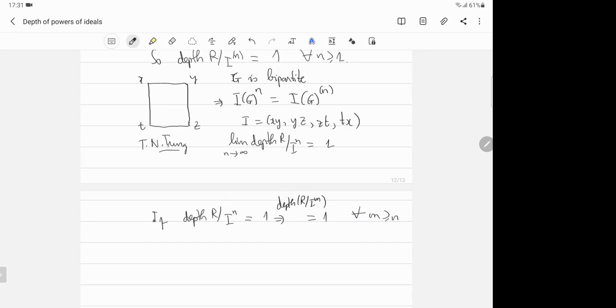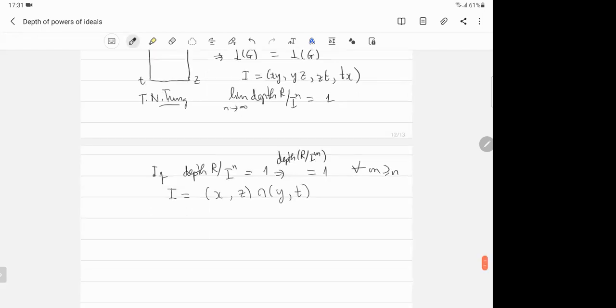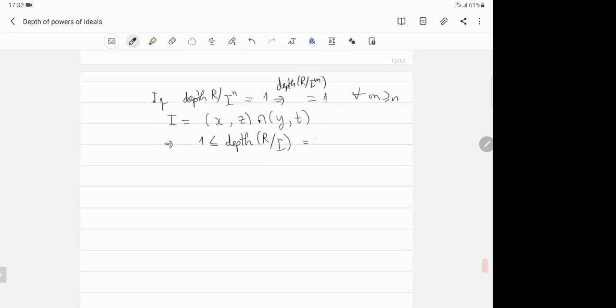So you can start to compute the depth of small powers of I. First you look at the primary decomposition of I, and you can check that it is (x, z) intersect (y, t). Because m is not in the associated primes of I, the depth of S/I is at least 1. But in this case the dimension of S/I is 2, though there's a way to prove that the depth is also equal to 1.